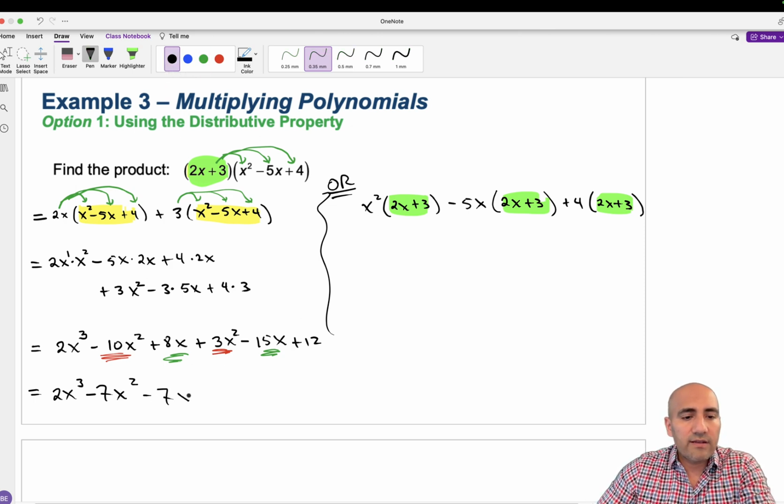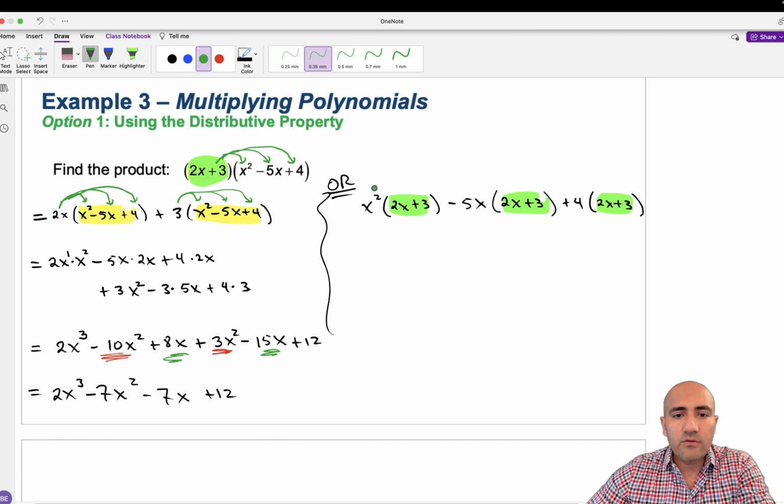Negative 7x. And finally, the constant, there's only a 12. So plus 12. Good. Okay, now in this direction, again, we can do the same thing. We can distribute, distribute, distribute, then distribute, distribute. Be careful to distribute that minus sign as well. And then distribute and distribute.